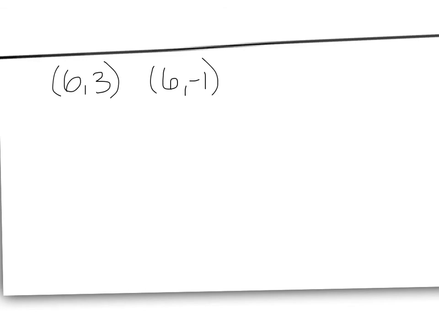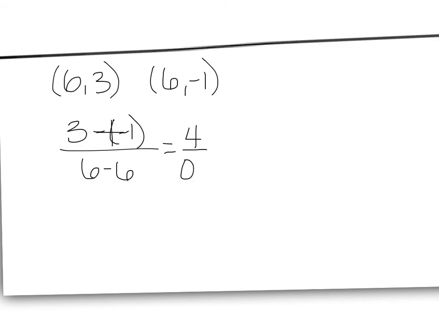So if we subtract my y-coordinates, 3 minus a -1, and subtract my x-coordinates, 6 minus 6, minus a negative turns into a big plus. So I get 4 in my numerator, and I get a 0 in my denominator. Now, if you end up with a 0 whenever you subtract your coordinates, one of two things can happen. This is the first one. If I have a 0 in my denominator, I can't do that. Doesn't work. So if you end up with a 0 in your denominator, that is called an undefined slope.